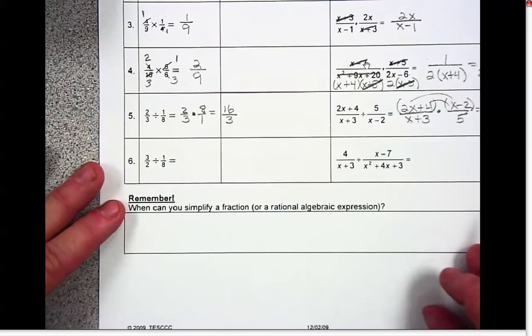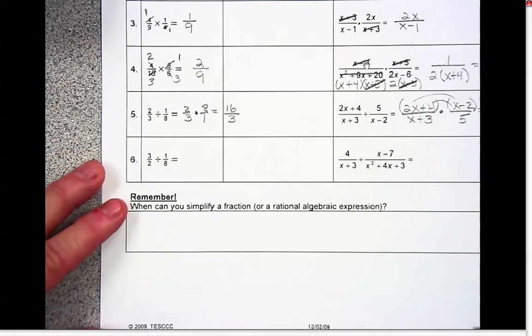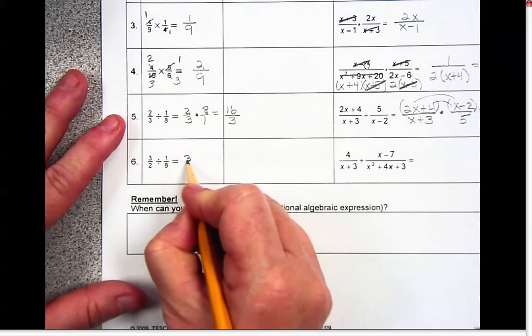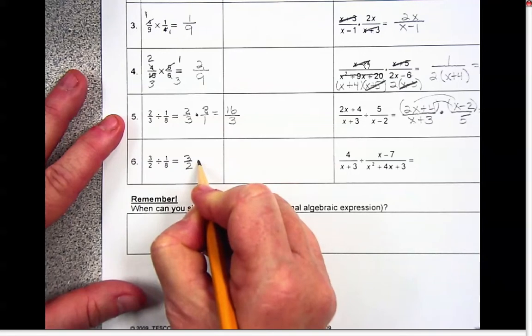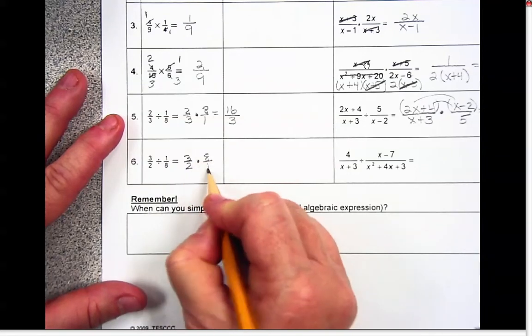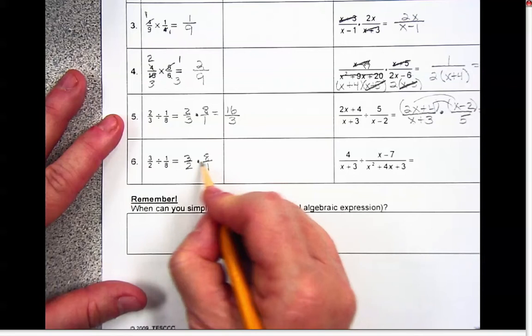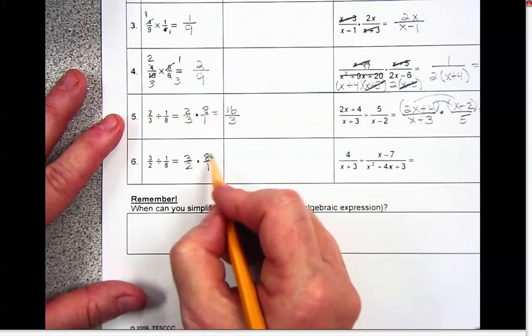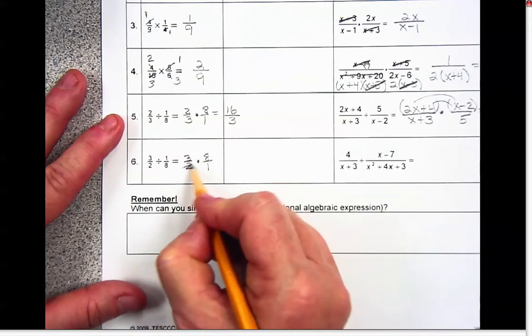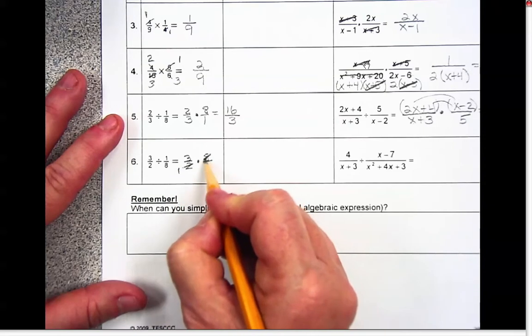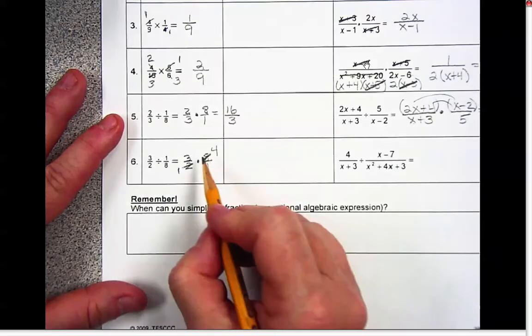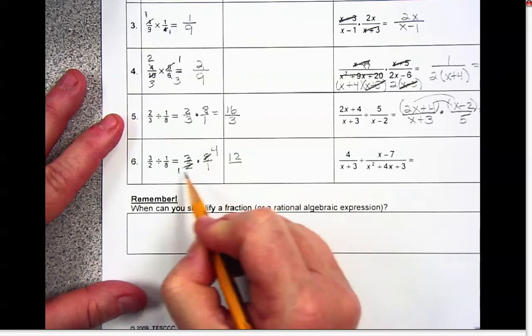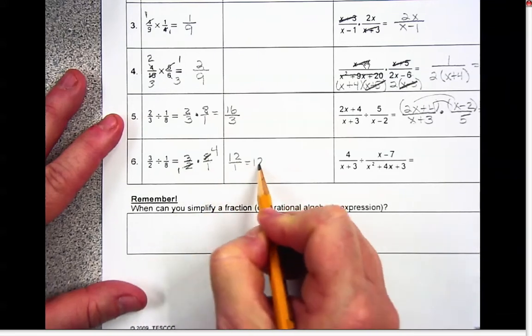All right, the last one, 3/2 divided by 1/8. We'll keep the first one the same, change the division to times, flip the second fraction. Keep, change, flip. And then now we can look for common factors, and 2 will go into 2 once, and 2 will go into 8 4 times. Then we do 3 times 4 is 12, over 1 times 1 is 1, and that equals 12.